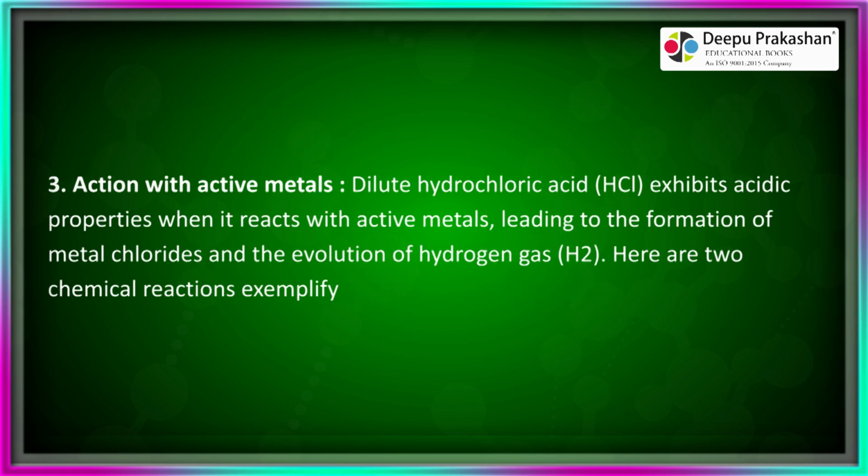3. Action with active metals. Dilute hydrochloric acid, HCl, exhibits acidic properties when it reacts with active metals, leading to the formation of metal chlorides and the evolution of hydrogen gas, H2. Here are two chemical reactions that exemplify this.